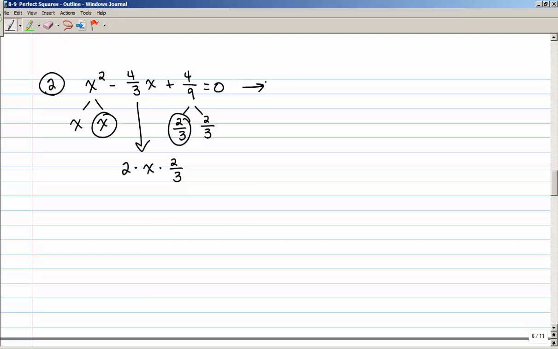So this is going to factor into x minus, because I have a minus there, 2/3 squared. And since this is an equation, it equals 0. So that means x minus 2/3 equals 0. And adding 2/3 to both sides, x equals 2/3.